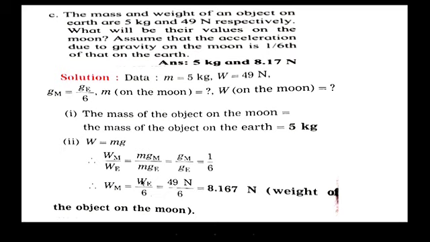So We goes on the other side. We have Wm is equal to We upon 6. And the weight on the earth is given 49 Newton. So we write 49 Newton upon 6. On solving, we get 8.167 Newtons. Okay, so the weight of the object on the moon will be 8.167 Newtons.